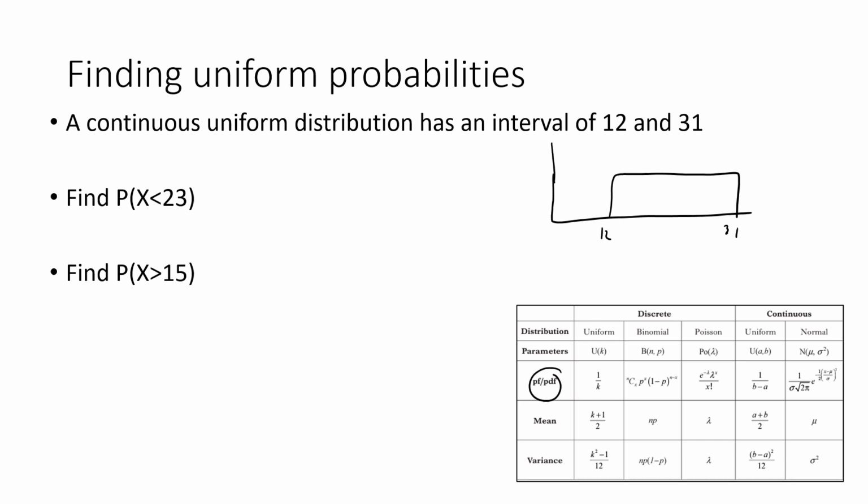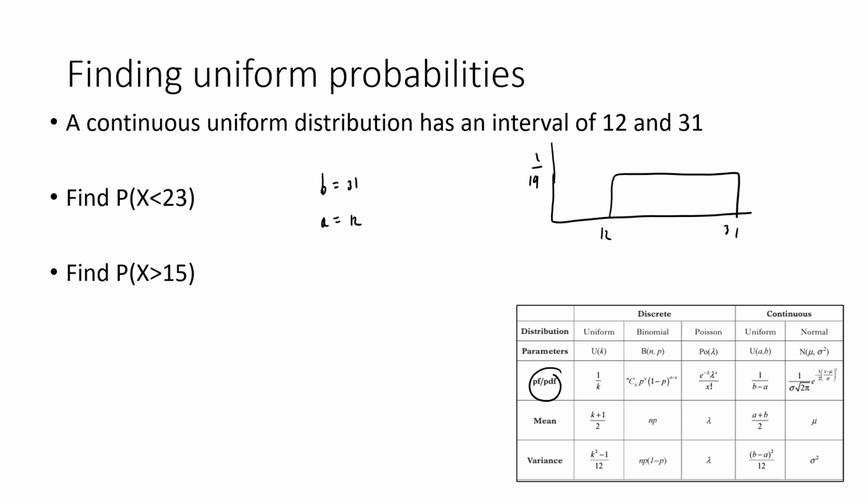How we'd find that is 1 over b minus a. b is the higher number, which is 31. a is the lower number, which is 12. So that means 1 over 19. So now we know that the area of all of this is 1 over 19 times 19, which is 1.